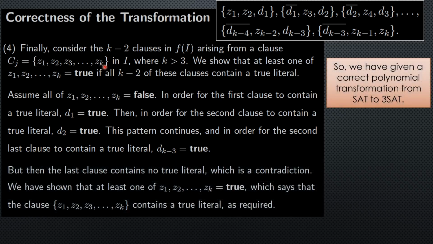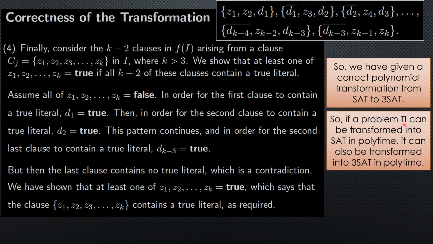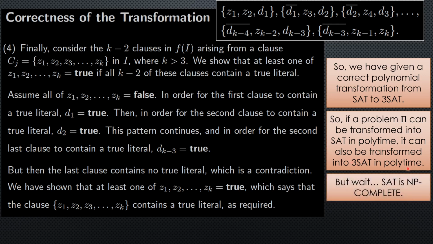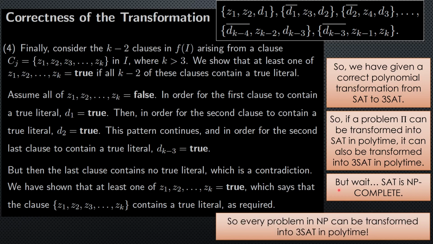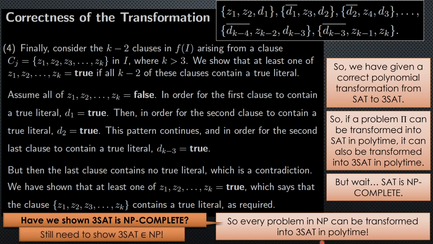Okay? So what this means is we've given a correct polynomial transformation from SAT to 3SAT. So if a problem pi can be transformed into SAT in polytime, it can also be transformed into 3SAT in polytime. But wait, SAT is NP-complete. So every problem in NP can be transformed into SAT and then into 3SAT in polytime. So every problem in NP can be transformed into 3SAT in polytime. Does that mean 3SAT is NP-complete? Almost. To be NP-complete, you need to satisfy this property, and you also need to know 3SAT is in NP.